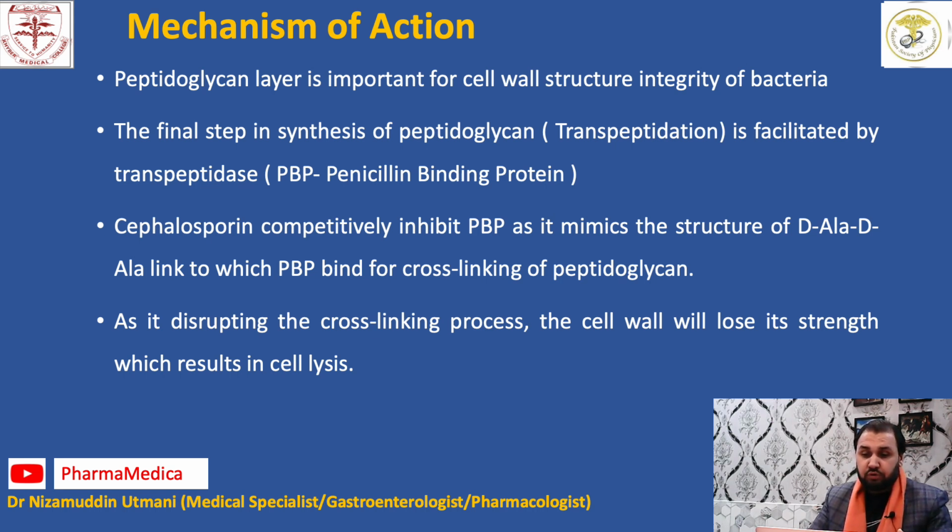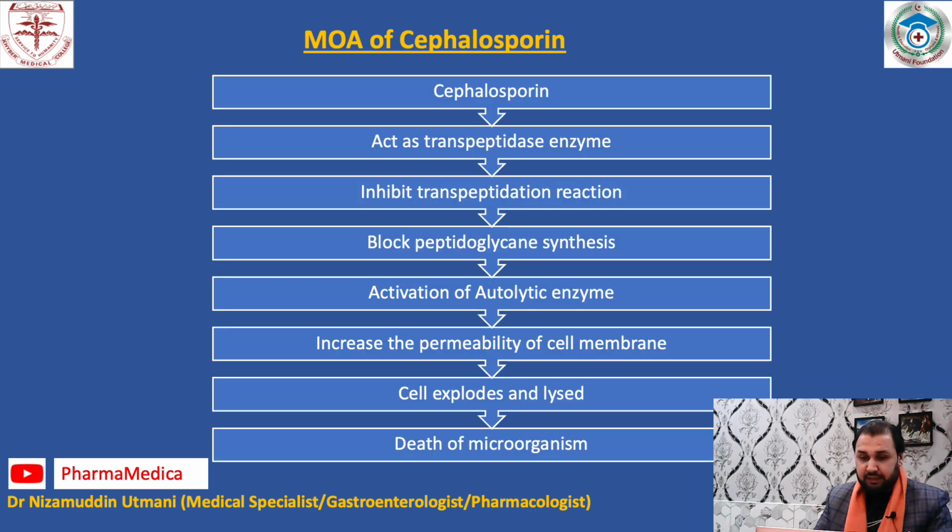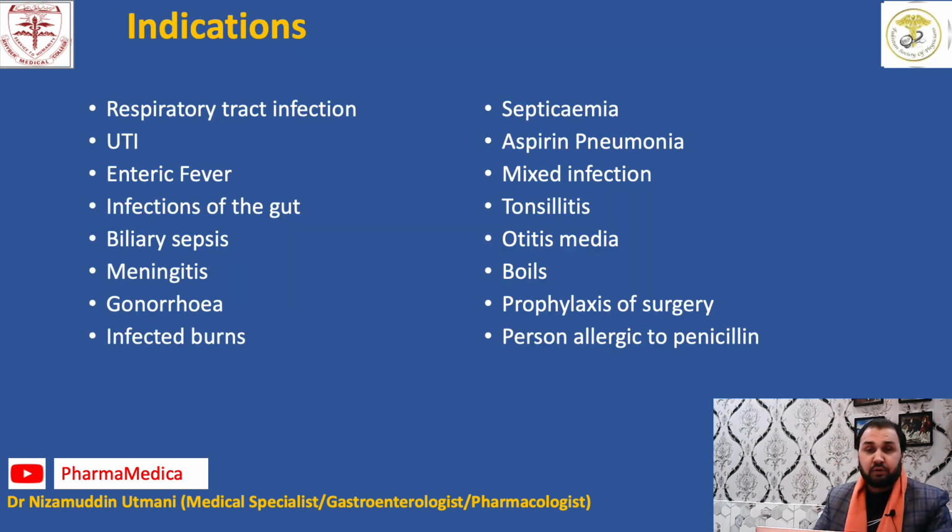You can read from the book, and you can even stop this video and read this whole slide in detail. Again, this is the stepwise mechanism. The cephalosporins block the transpeptidase, and they inhibit the cross-linking, the cross-bridging of the peptidoglycan, and thus there is increased permeability of the cell, and thus there is cell explosion, lysis, and death of the microorganism.